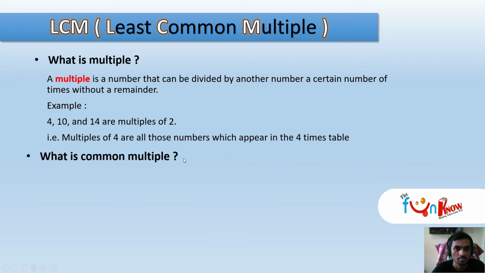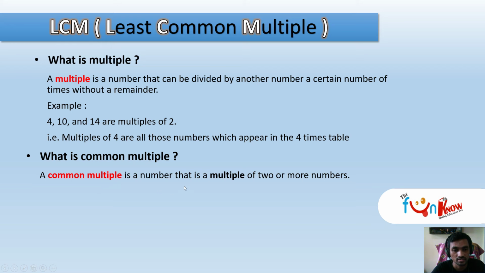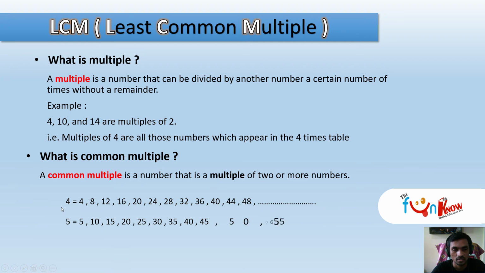So what is a common multiple? This is the common part in LCM. A common multiple is a number that is a multiple of two or more numbers. Here there are two sets of numbers, 4 and 5. This is the fourth times table: 4 multiplied by 1 is 4, 4 multiplied by 2 is 8, 4 multiplied by 3 is 12. Same is the case with the 5s: 5 multiplied by 1 is 5, 5 multiplied by 2 is 10, and 5 multiplied by 3 is 15, and so on.